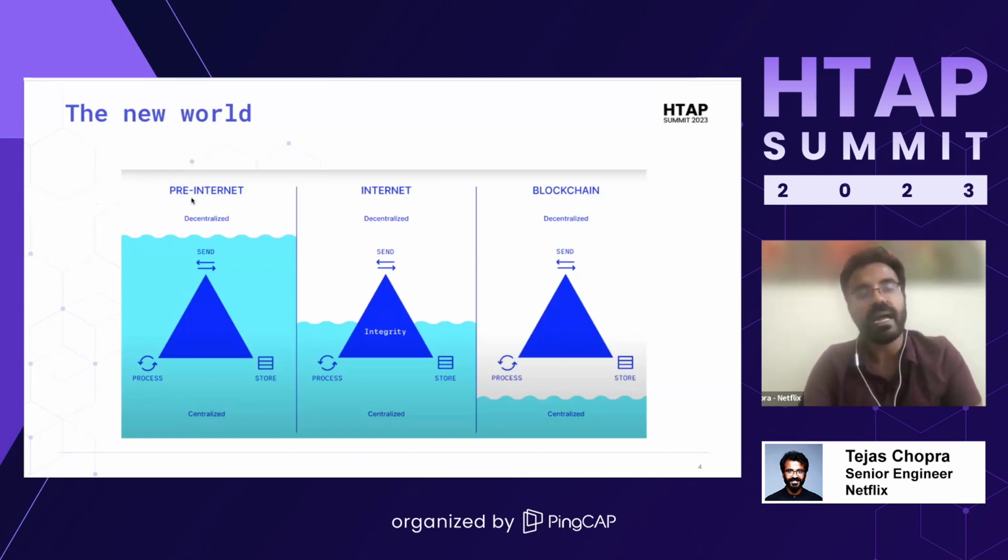Blockchain, on the other hand, is very revolutionary in some ways, because what it does is it says that even storing of the data can be decentralized. And because storage of data is decentralized, interestingly, even processing of the data can become decentralized. This is why I started diving into blockchain initially.